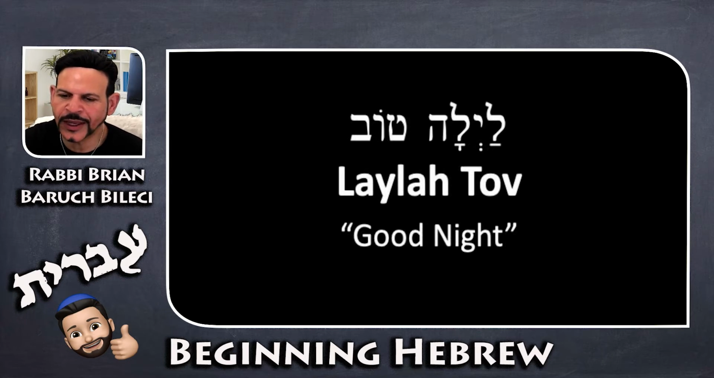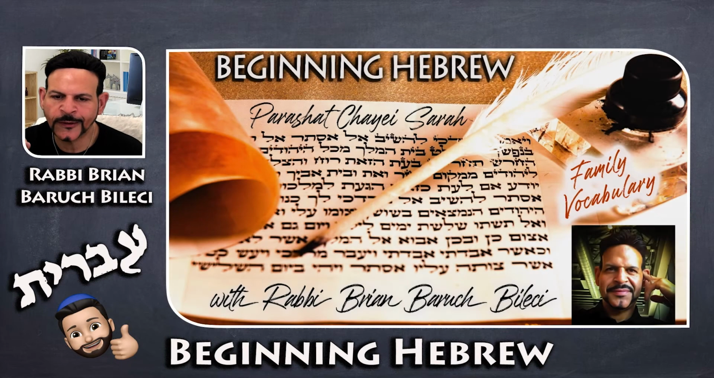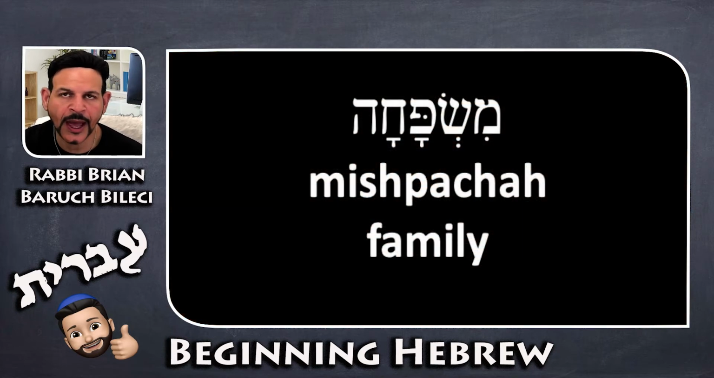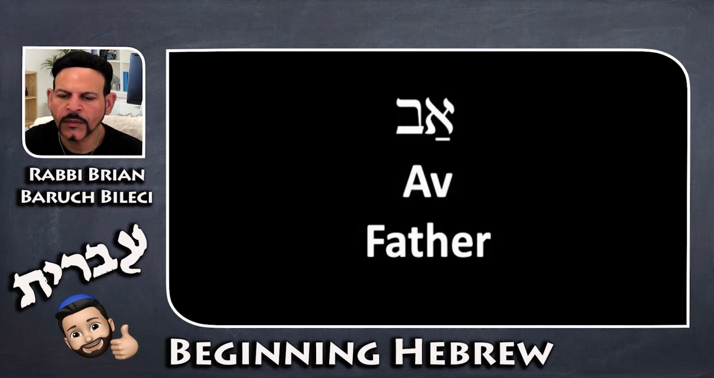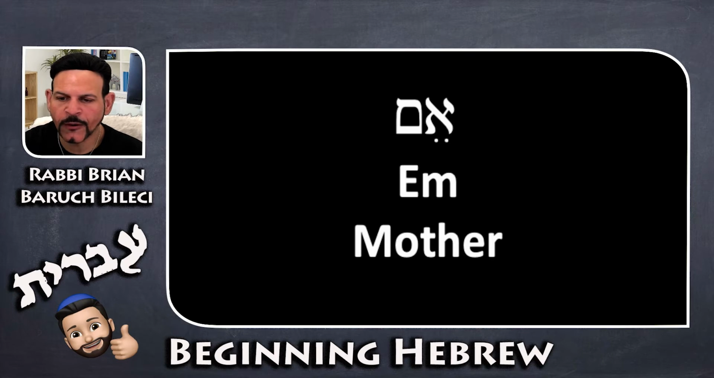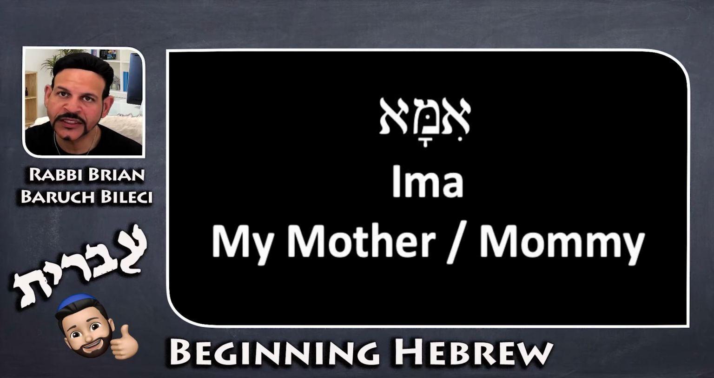All right, so let's take a look at what we learned last week. We talked about Chaye Sarah last week and talked about family vocabulary, and we understood that family vocabulary is based upon what we call mishpacha. Mishpacha is family. So we learned various things regarding the family. So we learned, for instance, about Av being father, Em being mother, or the more intimate way to say it is Ima, with the Aramaic aleph at the end for a suffix at the end, Ima for mommy or my mother.